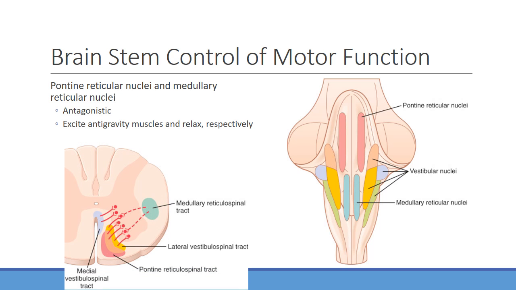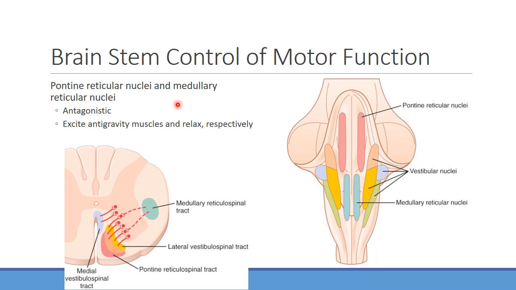So first, looking at the pontine reticular nuclei and the medullary reticular nuclei, you're going to find that these two are antagonistic to one another. Basically, the pontine reticular nuclei excite anti-gravity muscles. Okay, so that means it's going to cause me to stand up, right? So if you need to stand up for yourself, you want to activate these pontine reticular nuclei, unless you're talking about it in the figurative sense. On the flip side, the medullary reticular nuclei cause those muscles to relax, so those get more activated when you want to sit down or lie down or something like that.